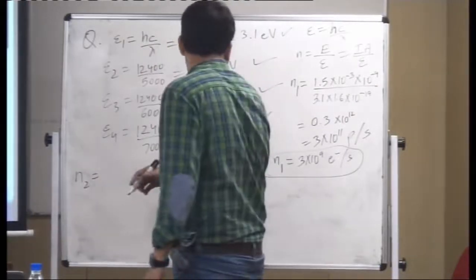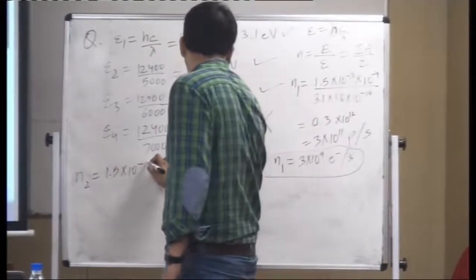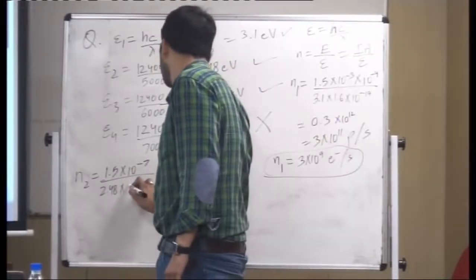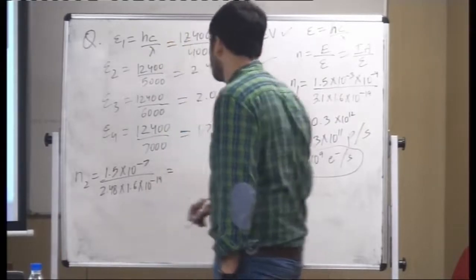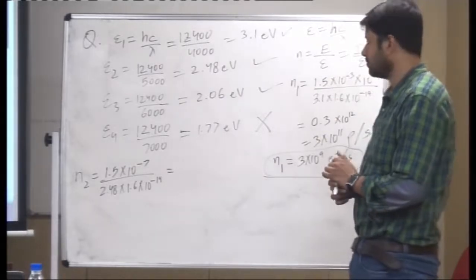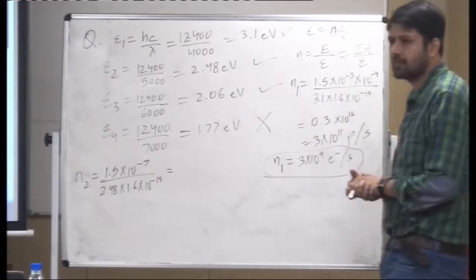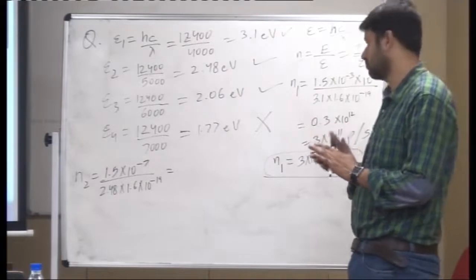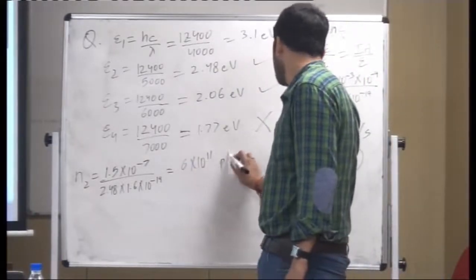Similarly, N2 would be how much? It would be again 1.5 into 10 raised to power minus 7 upon 2.48 into 1.6 into 10 raised to power minus 19. Right? Okay. How to go for this? 6 into 10 raised to power 11 photons per second.